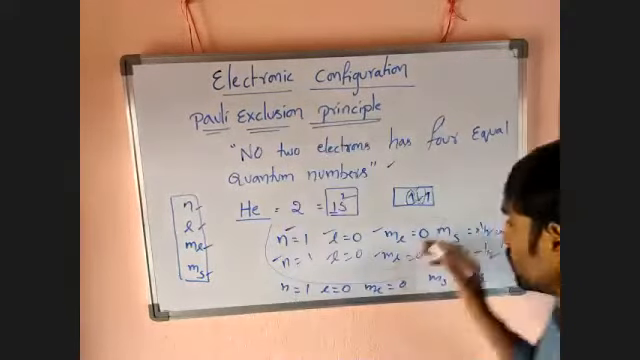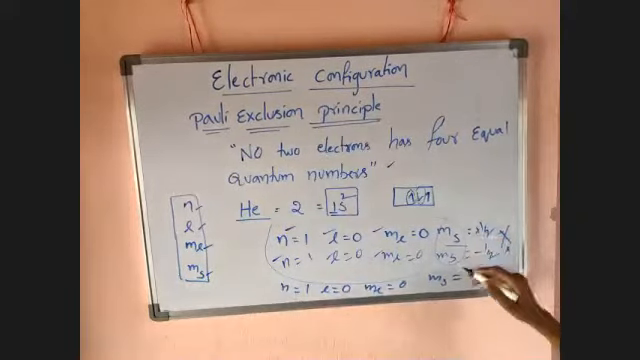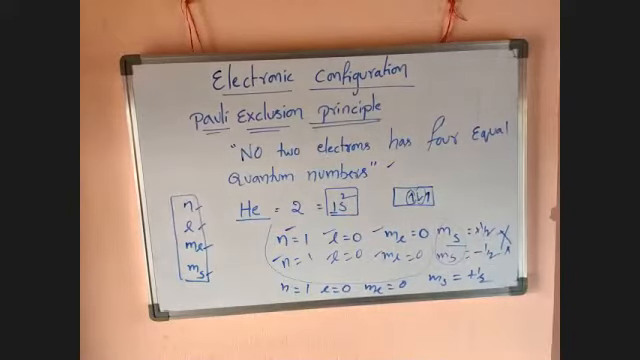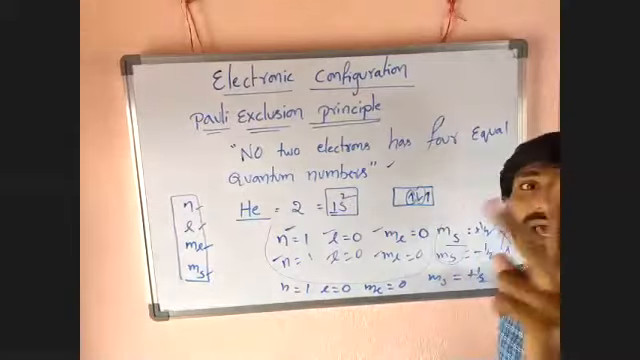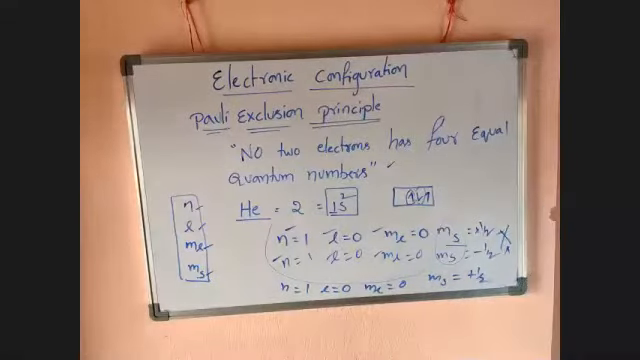Means these two quantum numbers become the same. First one and last one become the same. That's why each and every orbital carries only two electrons. Very important point, guys.